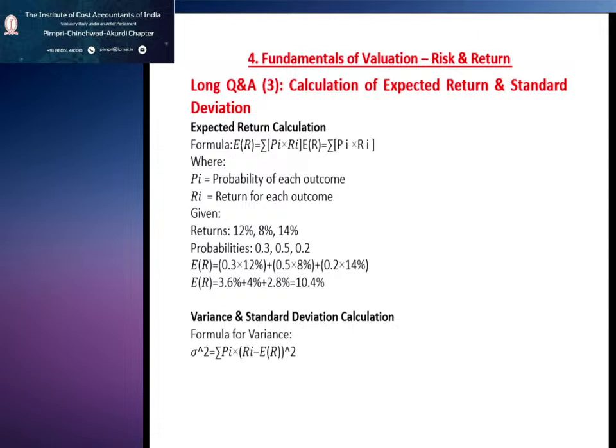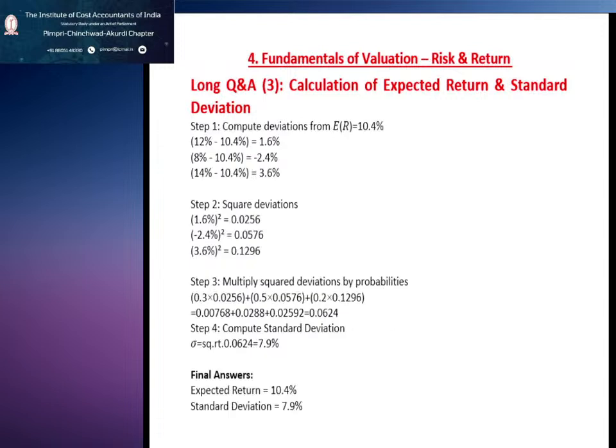The standard deviation calculation includes the formula for variance, which is the square of standard deviation, and is the summation, or sigma, of Pi into (Ri minus expected return) raised to power 2. Step 1 is computing deviations from the expected return of 10.4%. So 12% minus 10.4% is 1.6%, 8% minus 10.4% is 2.4%, and 14% minus 10.4% is 3.6%.